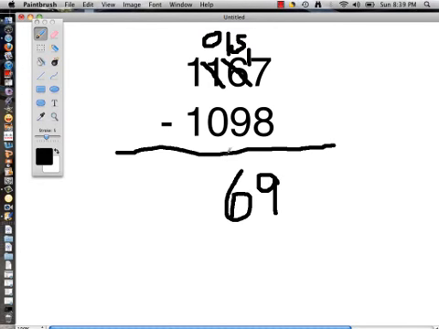And now we're going to look at the hundreds column. We have 0 take away 0, which is 0, and 1 take away 1, which is 0. Now I'm not going to put the zeros down there because they are in front of the number and we do not need them there. So the answer for this problem is 69.